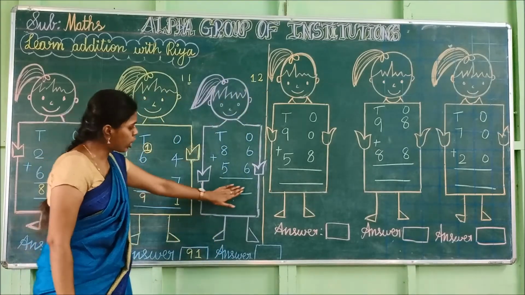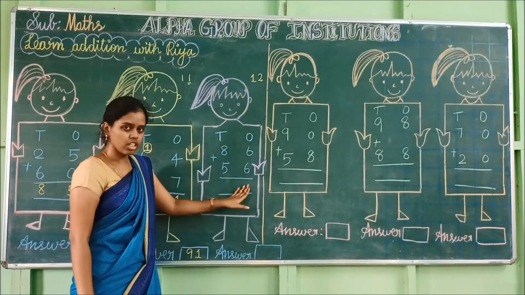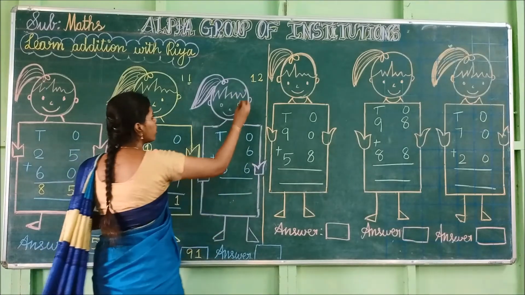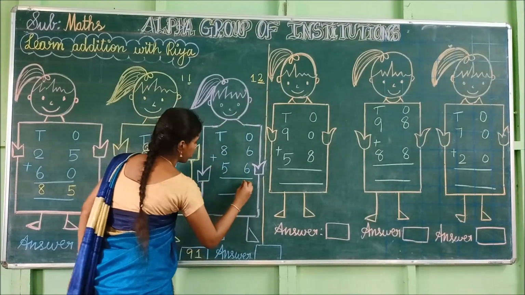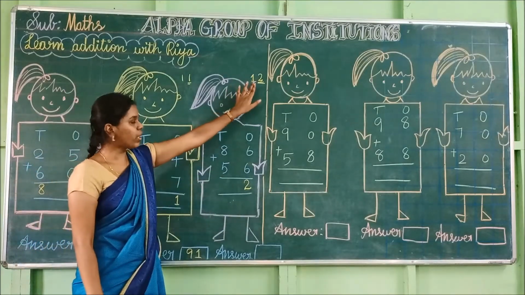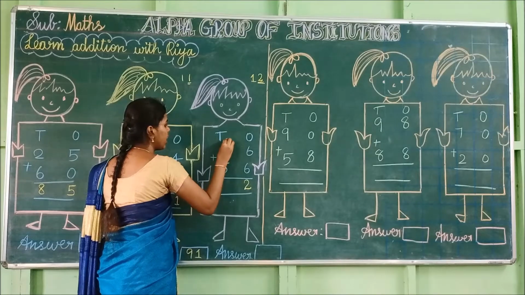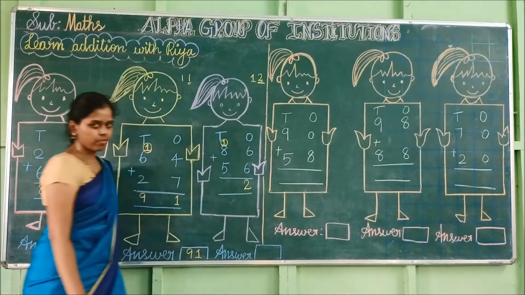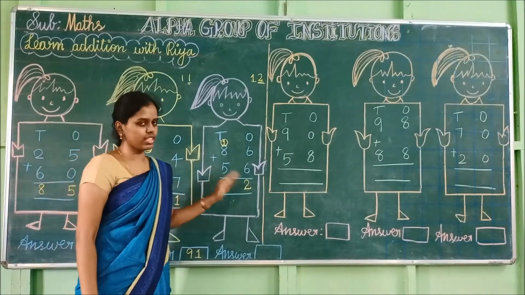So, what's the number you have to put here? Do we have to put 1 here? No. We have to put this last digit, this 2 here. We have to put 2 here and take the 1 to the tens place. Here you have to write 1. So, we have to add all these numbers now.